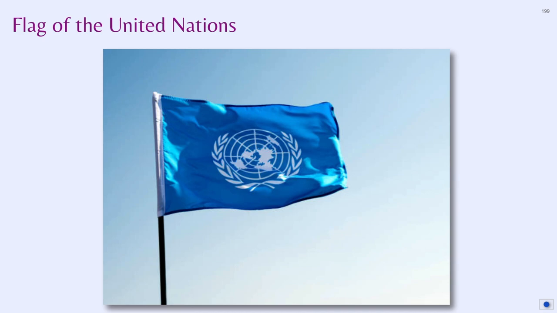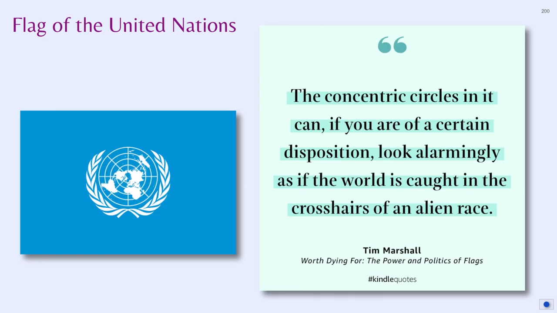The closest, perhaps, that we have is the flag of the United Nations. But it is an organisation. It's involved in conflicts, albeit in a peacekeeping role, symbolised by the olive branches. And there are a handful of countries that are not a member or have disputed territory status. And Tim Marshall suggests that the concentric circles in it can, if you're of a certain disposition, look alarmingly as if the world is caught in the crosshairs of an alien race.